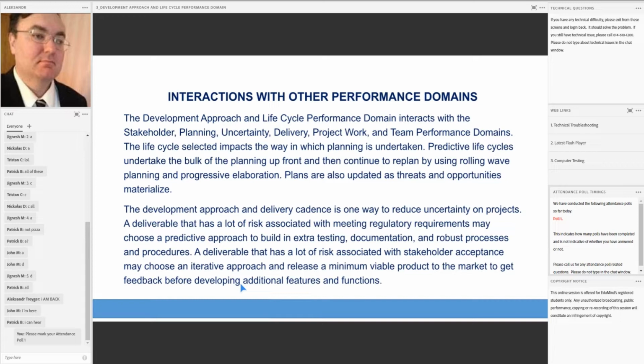When you have a chance, maybe after this class, Google it and find out what rolling wave planning and progressive elaboration is. Those are very important terms and concepts in project management. If you don't know already what those terms are, please Google them, and by tomorrow, please try to memorize what they are.